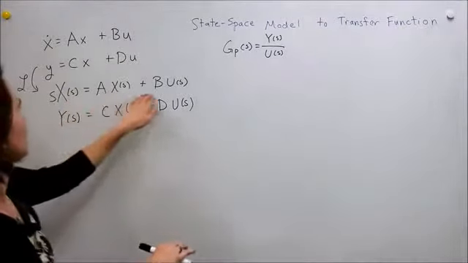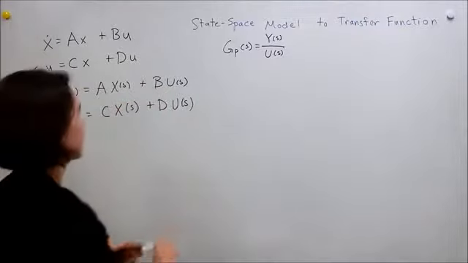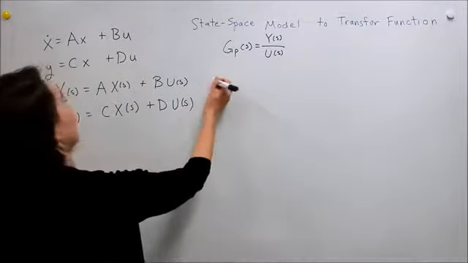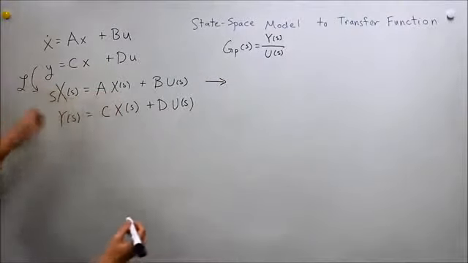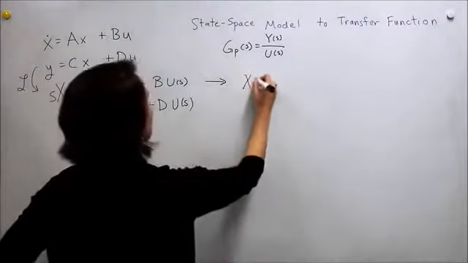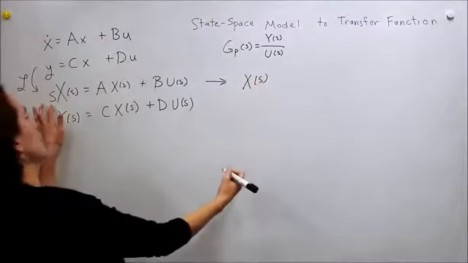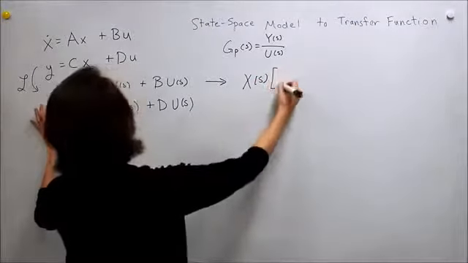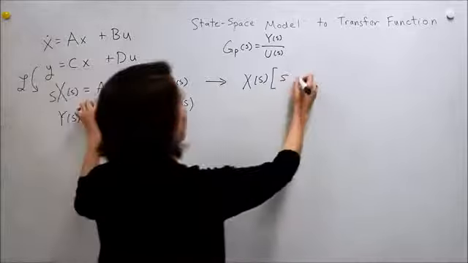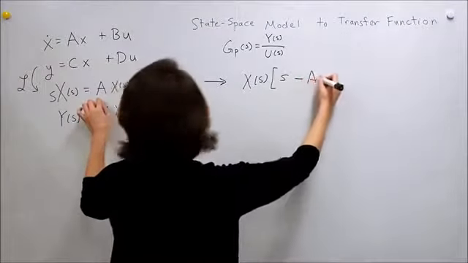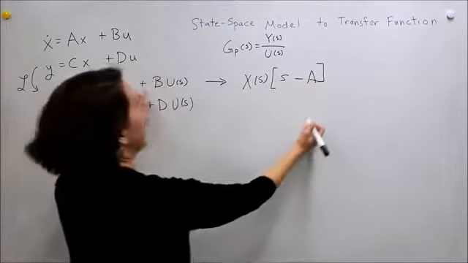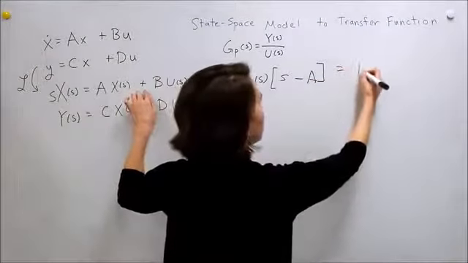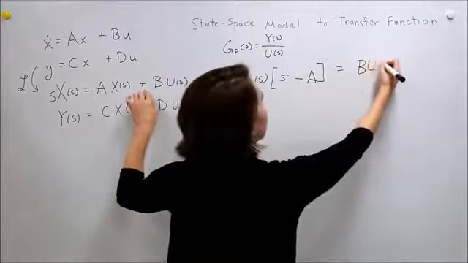So let's rewrite our first equation here, and we'll write it over here. We'll move all the x's to one side. So we'll do X(s), and then this will be s, then we're minusing A. Okay, oops, that's an A. And then over here we have BU.